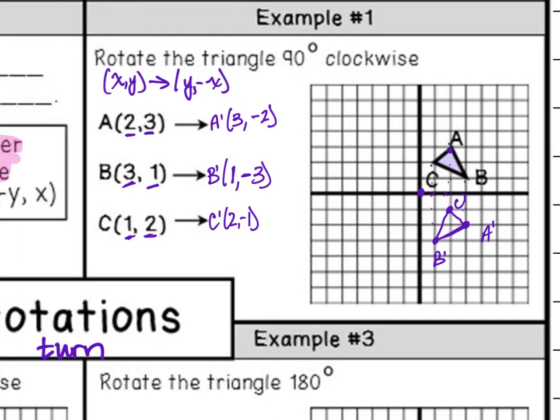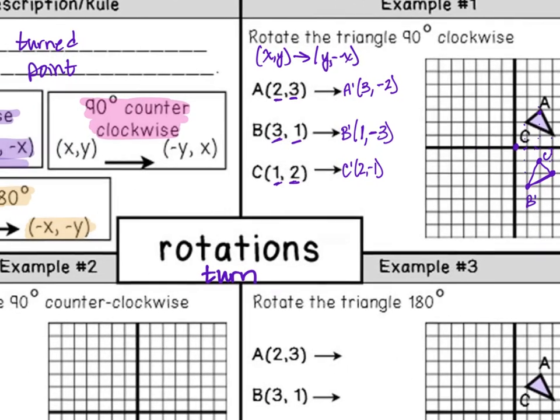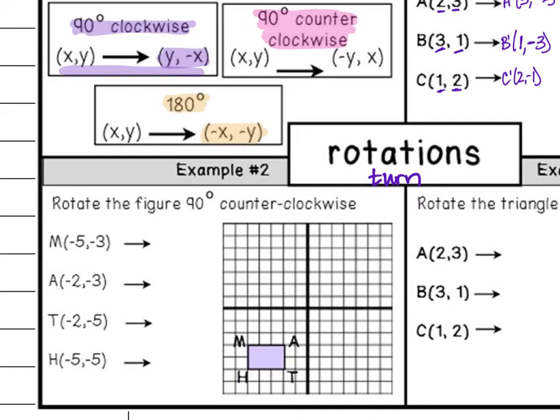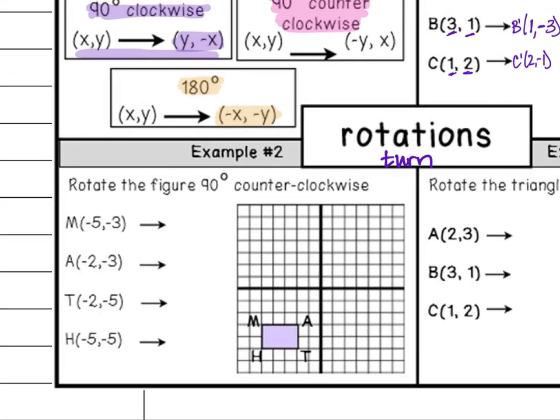Okay. This one's a little harder to see. And then this one says we're going to rotate it 90 degrees counterclockwise around the origin. So counterclockwise, my rule says I take X, Y. Again, I'm going to switch them. Becomes -Y, X. But my Y is negative this time, not my X. Okay? So counterclockwise means I'm turning this way.